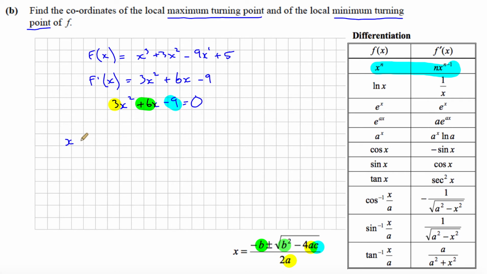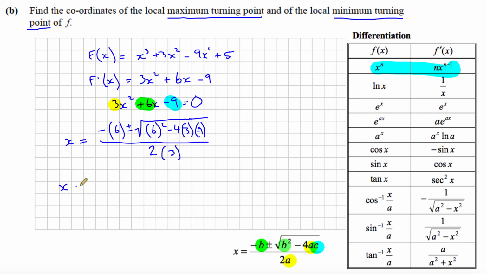So what I get then is x is equal to minus b, which is 6, plus or minus the square root of b squared minus 4ac. So I'm replacing the letters with brackets. B is 6, a is 3, c is minus 9. And that's all over 2a, which is 2 times 3.